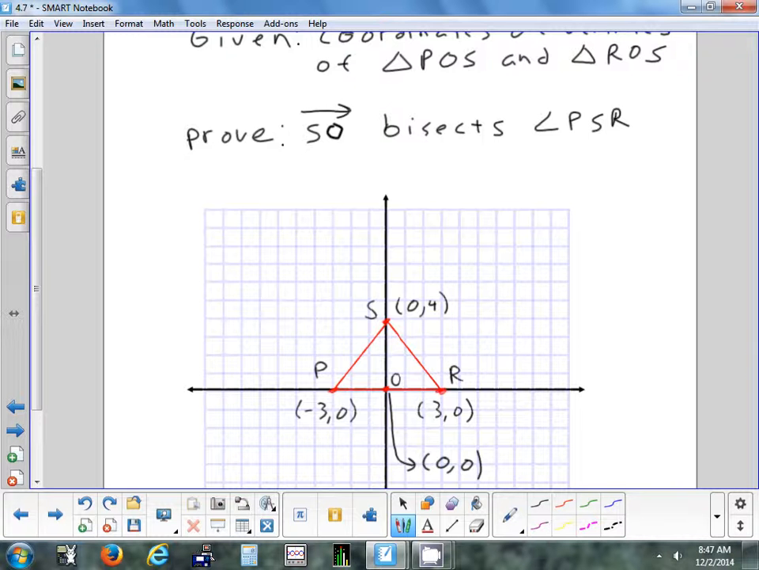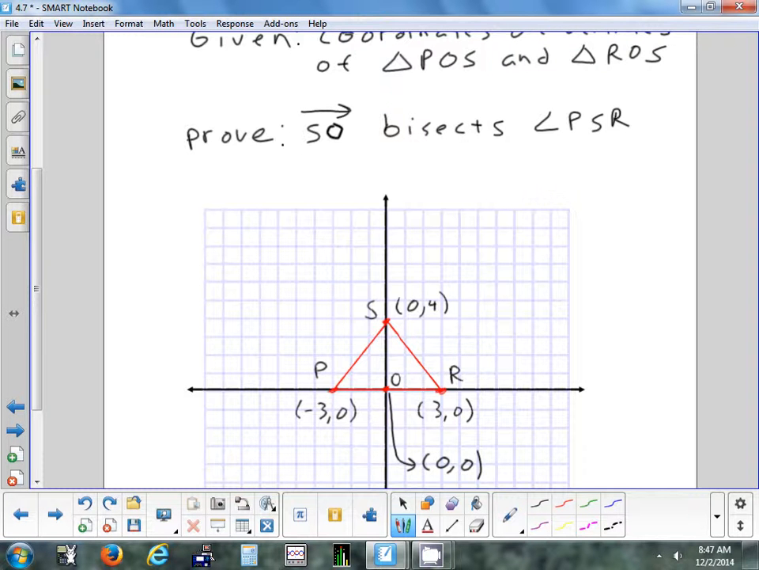If you want to show these two angles are congruent, what do you think you're going to have to show first? Okay, that's going to be part of it. The triangles are congruent. You're going to have to show that triangle, let's say, POS is congruent to triangle ROS. If you can show those triangles are congruent, then the corresponding parts are congruent, then you're done. So somehow we have to prove the triangles are congruent.